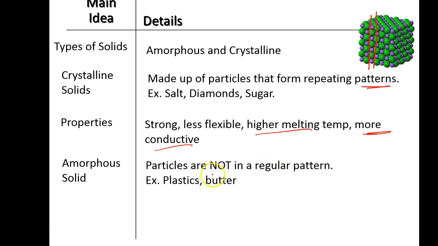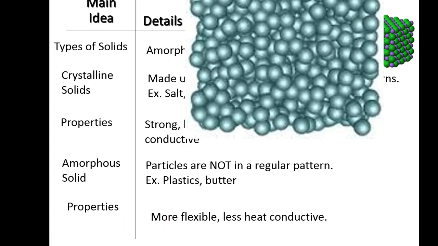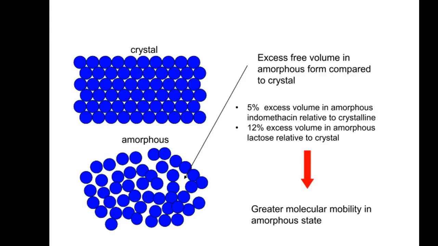They're the opposite, not in a pattern. Unlike crystalline solids, as you can see, it's just disorder. It's just like a bunch of particles stuffed in together. Yes, they're close together, but there's no pattern. And that's really the big key. And that's what gives a different set of properties as well. If we take a look at those, these are more flexible because there is a little bit more space in between because there's no pattern, and they're less heat conductive. And let's take a look at a diagram that will allow us to see those two properties a little better.